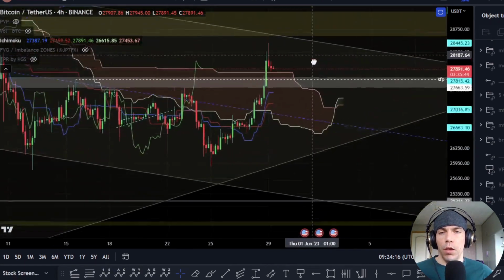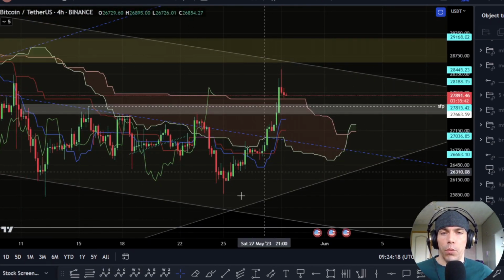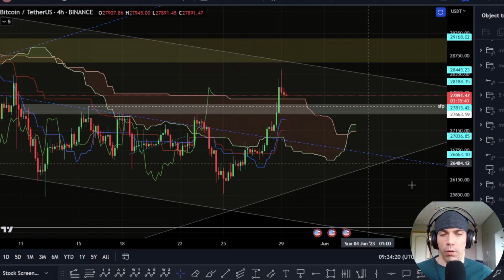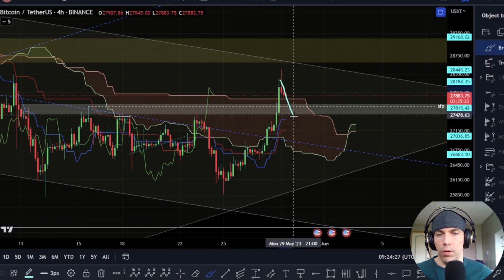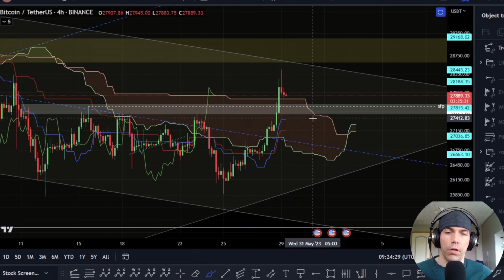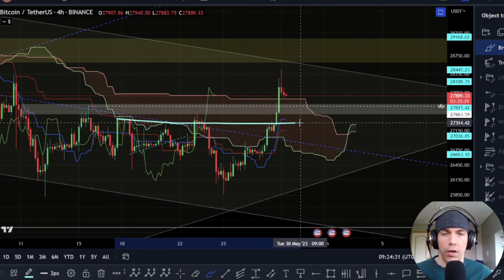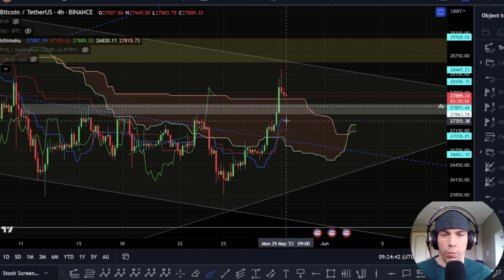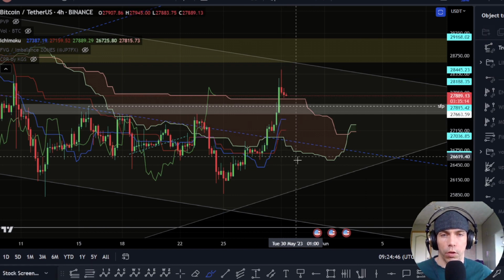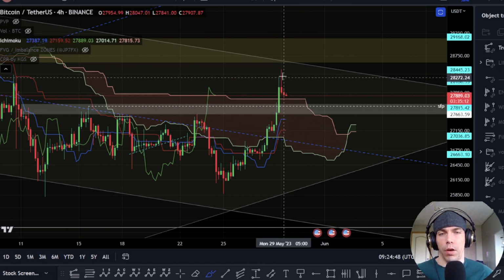Looking at the Ichimoku cloud on the 4-hourly, we can see we've actually broken back above this cloud now, and we could actually look to come back and retest some of these lower zones. Now if we did break back into this cloud, an interesting thing would be coming back into these highs, because this would be a retest of the conversion line, which would be this blue line here, which is sitting currently towards this 27,396. So this would be an area I'm keeping an eye on.